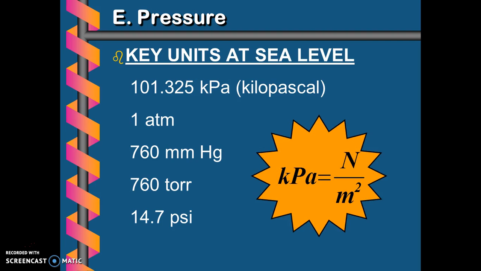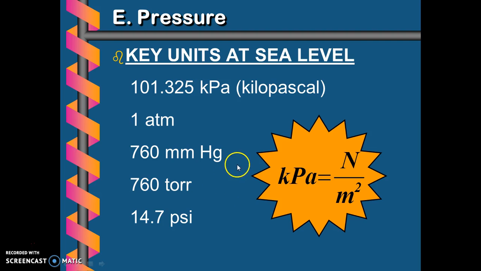Okay, the important aspect are the units that you're going to see an awful lot of. And there are a number of units that we use for pressures. As you can see here, this represents a kilopascal. This represents atmospheres. This is millimeters of mercury. This is torr, named after Torricelli. And PSI stands for pounds per square inch.